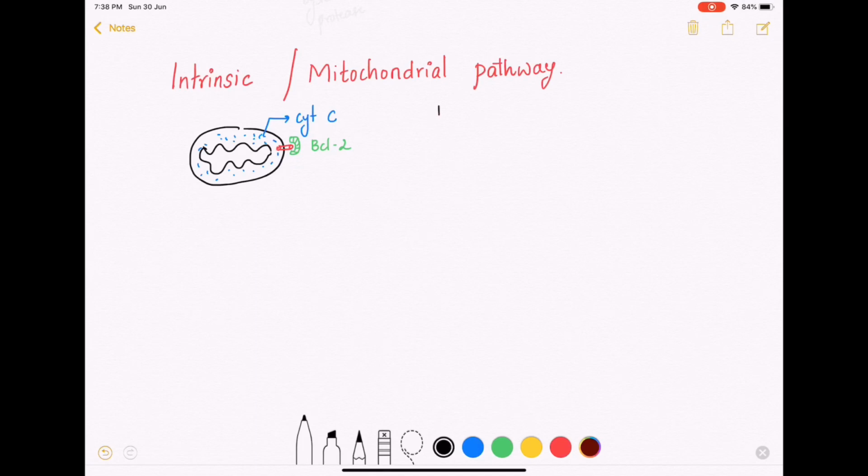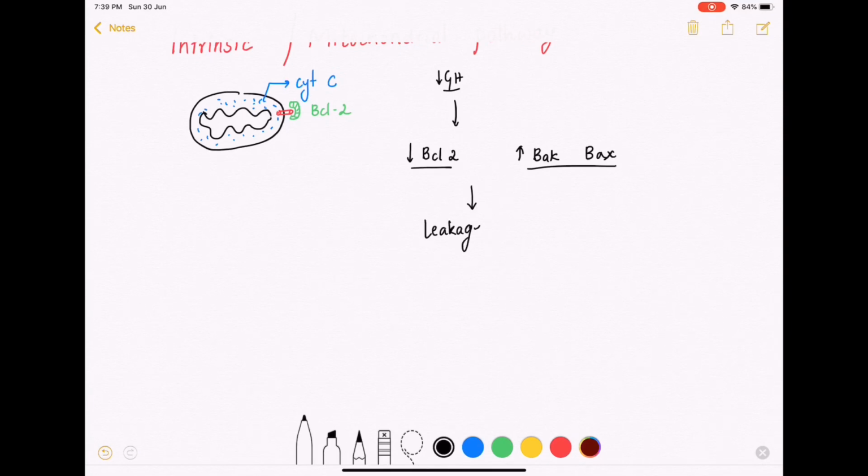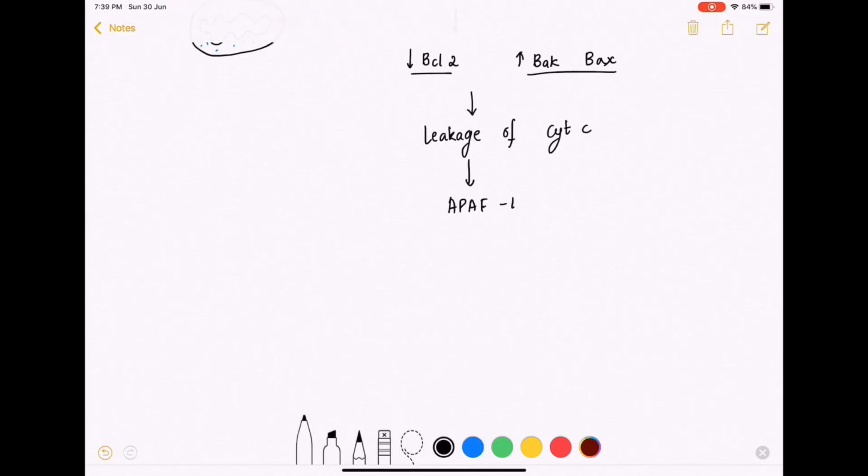Now let's take a situation where there is decreased growth hormone or decreased stimulus for growth. When there is any such situation where apoptosis should occur, there is decreased BCL2 and increased BAX and BAK. We already know that BAX and BAK are pro-apoptotic genes. Because there is decreased expression of anti-apoptotic genes and increased expression of pro-apoptotic genes, this leads to leakage of cytochrome C into the cytoplasm. This cytochrome C is now going to activate APAF1, apoptosis activating factor 1. This further activates caspase 9 and 10.